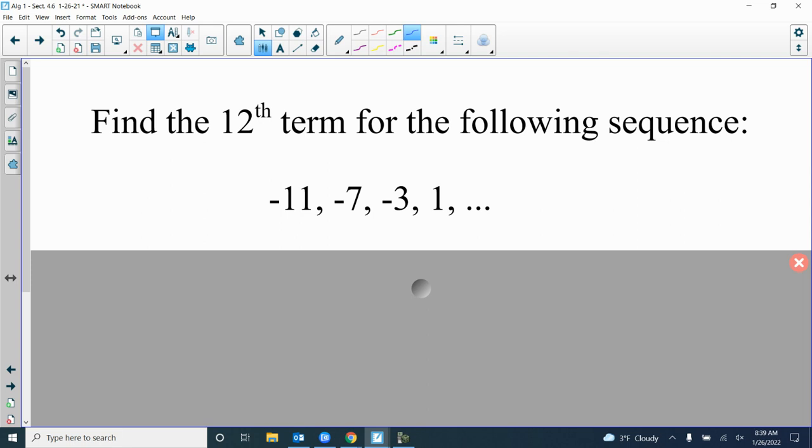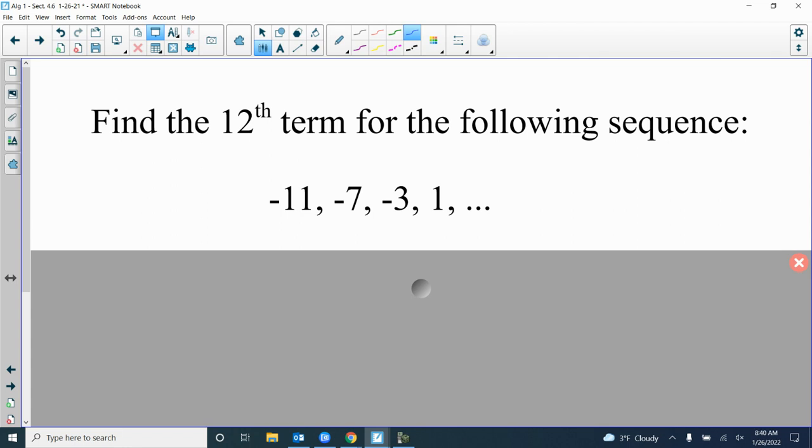All right, so what do you think the 12th term is going to be? How do I find that? So I'd start at the first term, -11, -7, -3, 1. That's 4, 5, 6, 7, 8, 9, 10, 11, 12. We can do this, right? So what's that? 5, 9, 13, 17, 21, 25, 29, 33. Got it. No big deal, right?